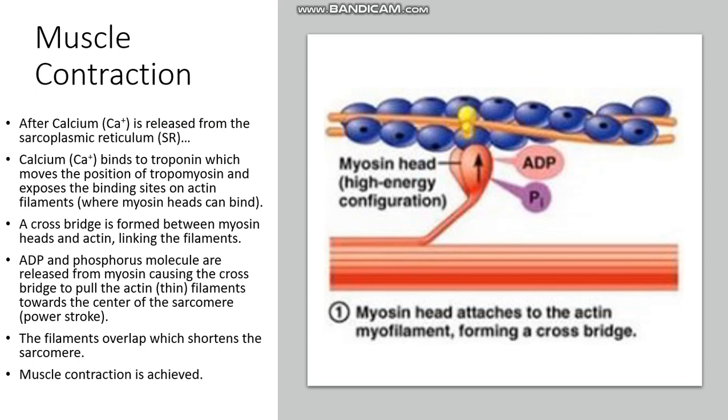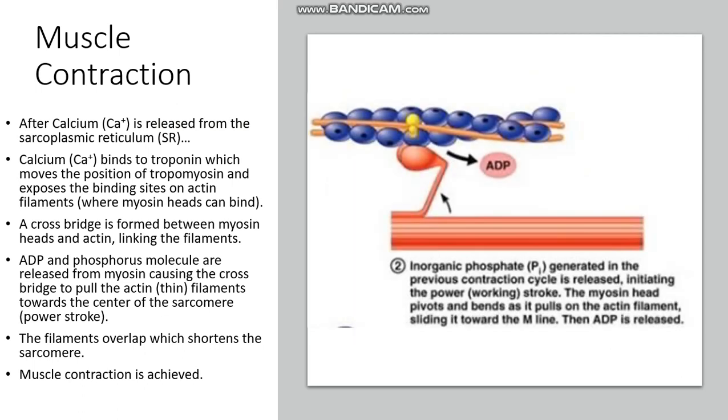A cross bridge is then formed between the myosin head and actin, linking the two filaments. Then ADP and phosphorus are released from myosin. This will cause the cross bridge to pull actin towards the center of the sarcomere. This is called a power stroke. The filaments will then overlap, which shortens the overall length of the sarcomere, causing a muscle contraction.